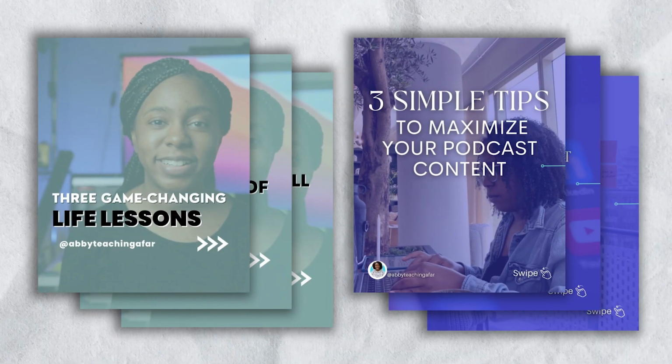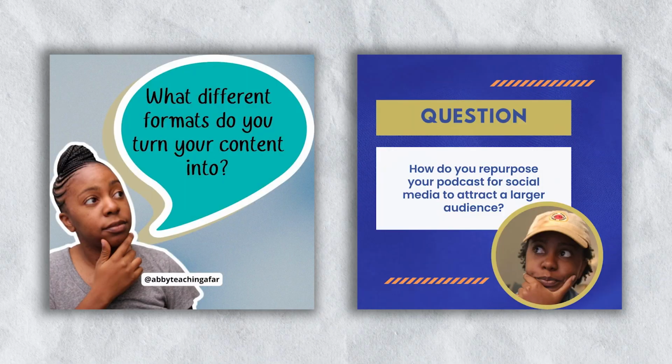So now we've decided the video content that we want. The next step is to determine what written content that you want. And this is a critical step that people miss. So I decide that I want 2 carousels, 2 quote graphics, as well as 2 questions.